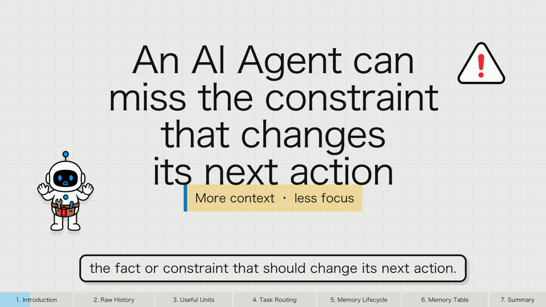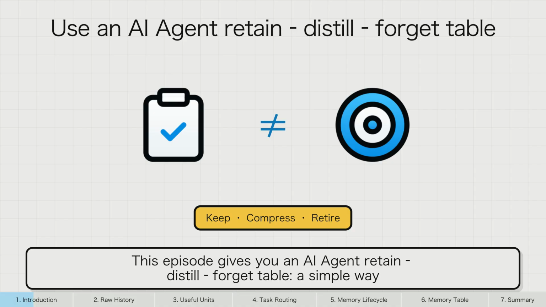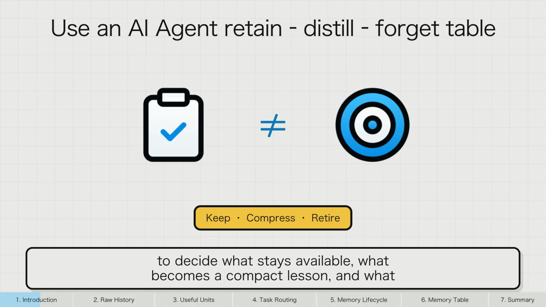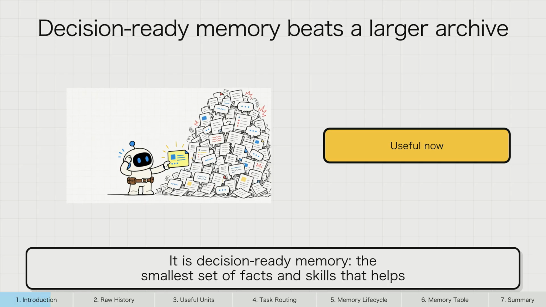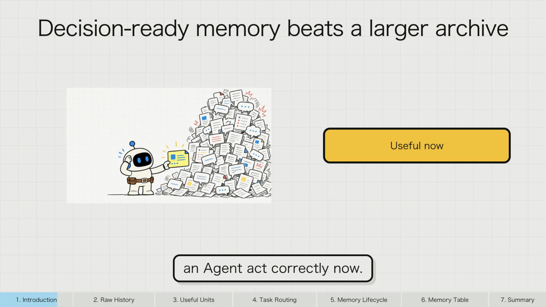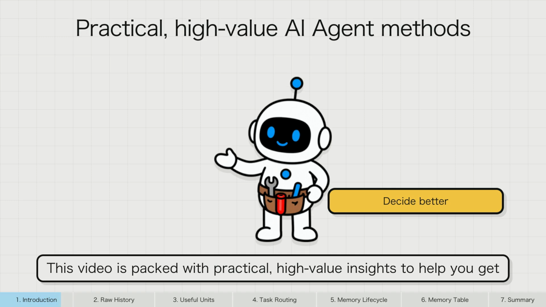change its next action. This episode gives you an AI agent retain, distill, forget table, a simple way to decide what stays available, what becomes a compact lesson, and what should stop competing for attention. The goal is not perfect memory, it is decision-ready memory, the smallest set of facts and skills that helps an agent act correctly now.